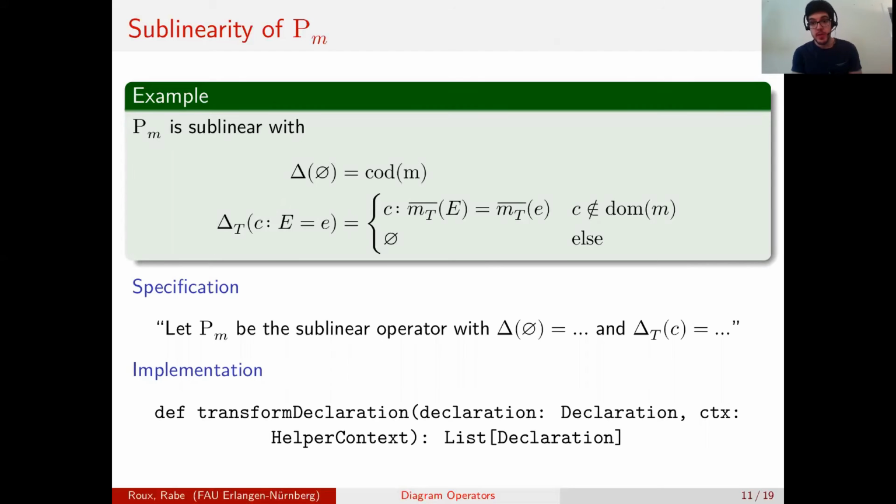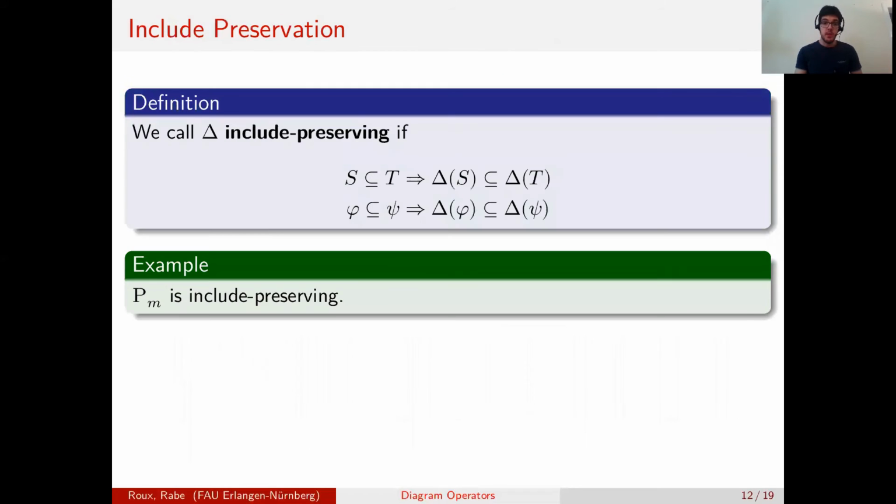So what's the practical significance now? Specification we ease, okay, that's fine. But in the implementation, which we want after all someday, because we actually want formalization in a real world computer, we now have to just provide a run method effectively, which is nice. Right. So that concludes sublinearity. So let's consider the other notion of include preservation.